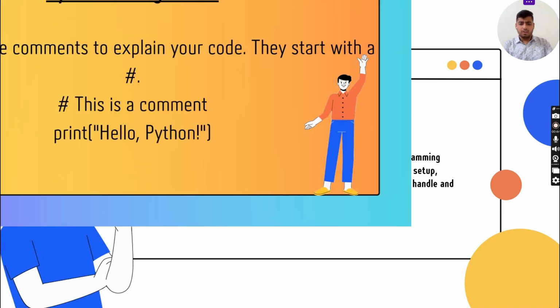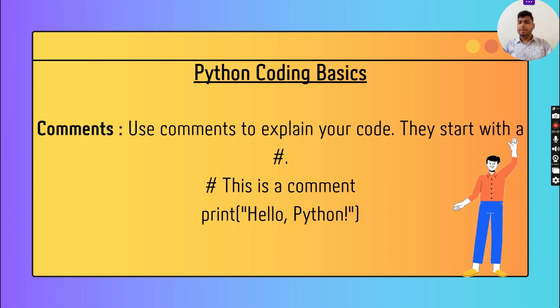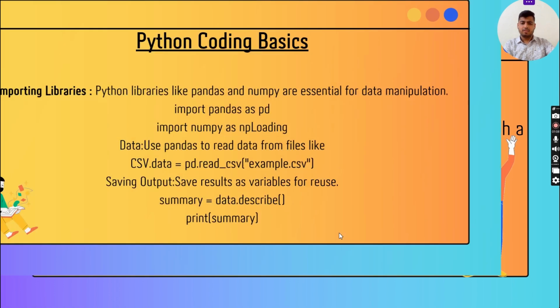It is very helpful. So, Python coding basics. Firstly, comments. What are comments? Comments start with the hashtag symbol, and comments are used in Python to explain your code. As you can see here, hashtag, this is a comment. This is a comment in Python, and print hello Python, and this will print on the screen.